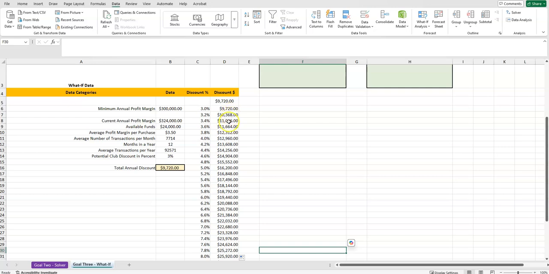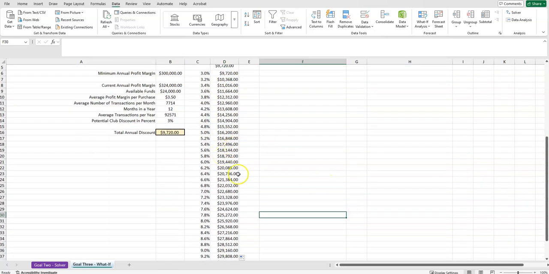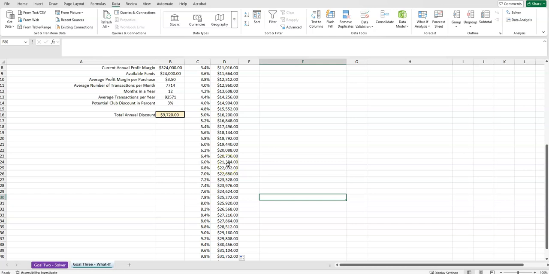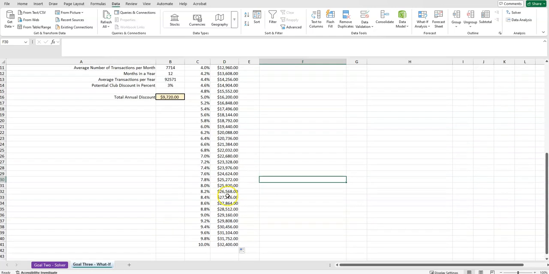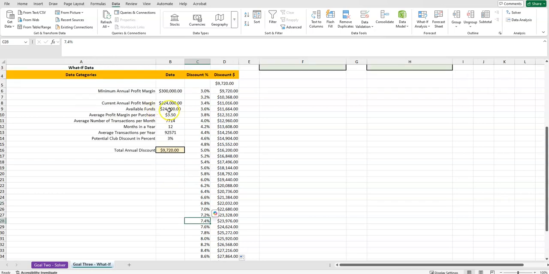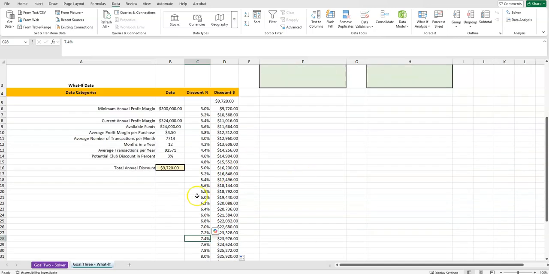At 3% it was 97.20. You scroll down. Now you can use this as your what-if and not even calculate the what-if, but you need to understand how the what-if works because you can immediately see at 7.4%, you're already at 23,976 out of the total 24,000. So you know your answer has to be 7.4 because at 7.6 you're over 24,000, and therefore his profit would be below 300,000.